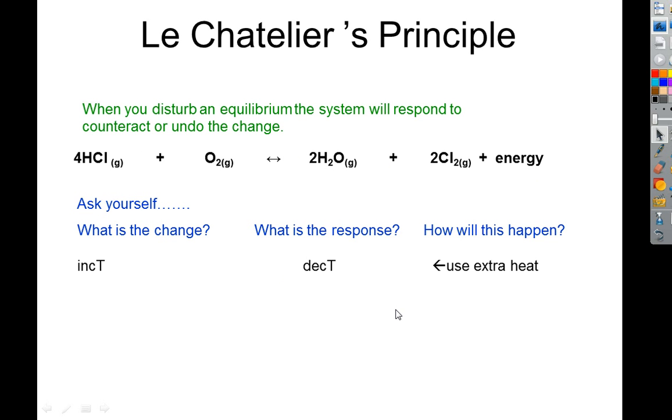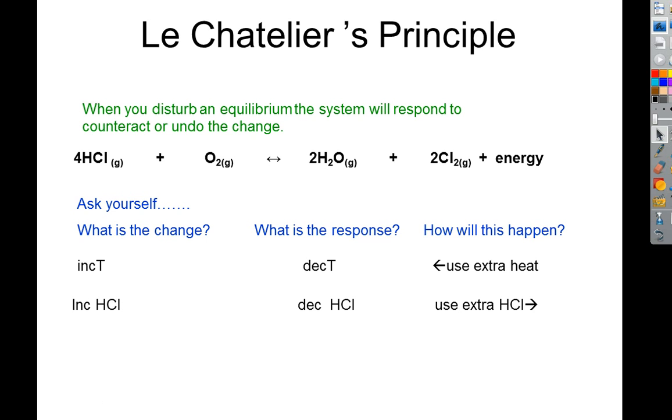My next disturbance is changing the concentration of the reactant hydrochloric acid, in this case increasing its concentration. The response will be the opposite, to get the hydrochloric acid concentration to drop down again, and this can be achieved by going to the right, because going to the right will use up some of that extra hydrochloric acid added.